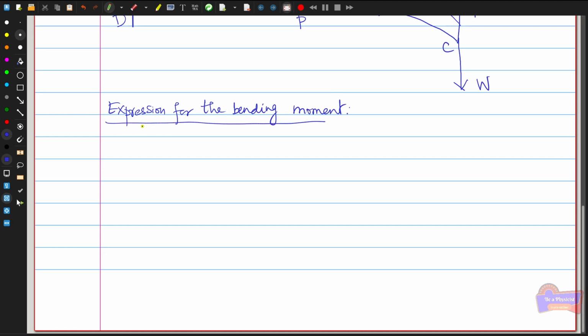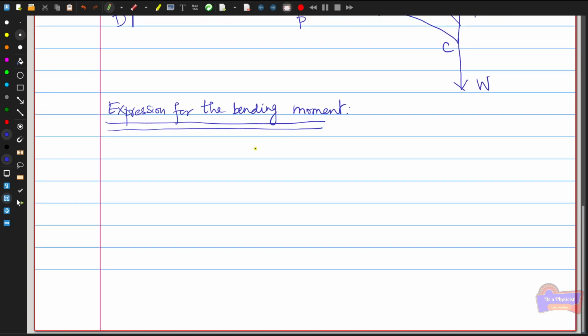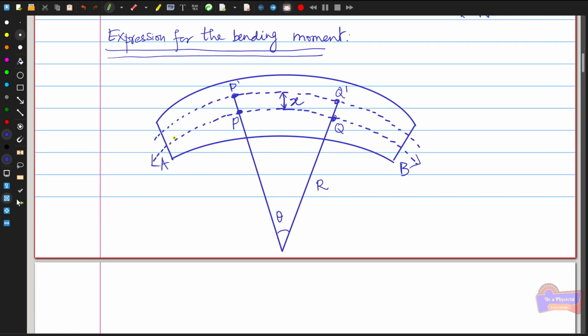Okay, so to get the expression, we are going to consider only this part of the beam. That means P, B, C, and P prime. Only taking this part, I'm going to consider for this to find out the expression. So this is the part of the beam which we are considering. This beam is under action of deforming forces, so this beam is actually bending like a circular arc.